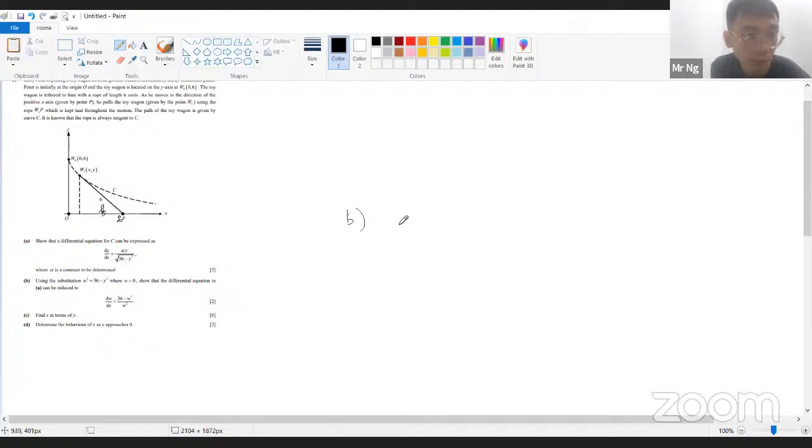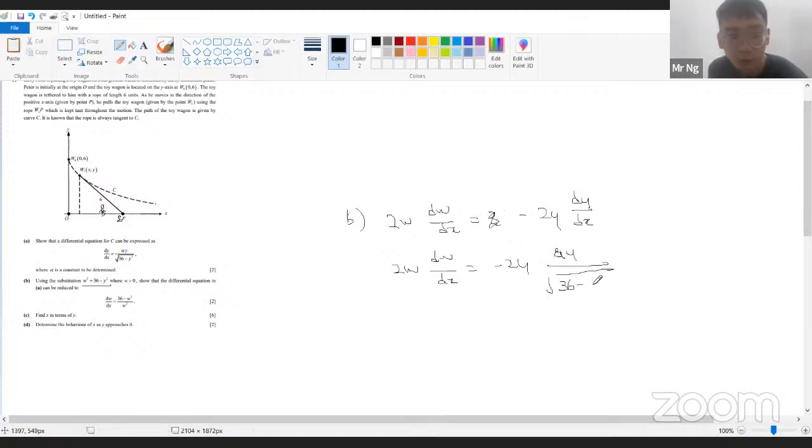So dw. To have dw, we need to just differentiate this thing. So it will be equal to 2w dw/dx equals to 36, no, 0. Then after that, minus 2y, then dy over dx. Then dw over dx equals to minus 2y times ay over square root of 36 minus y square, which over here is your minus 2y.